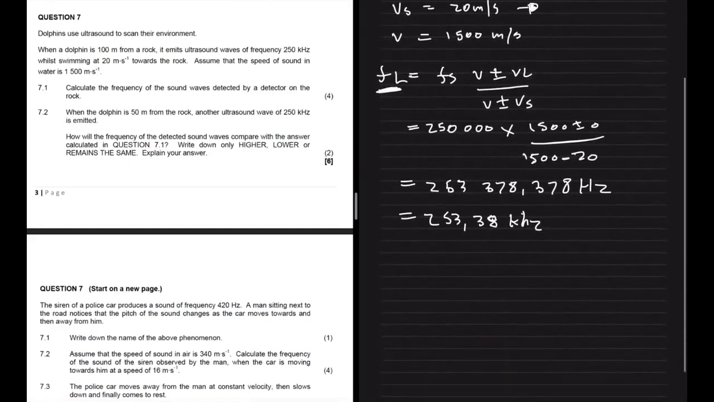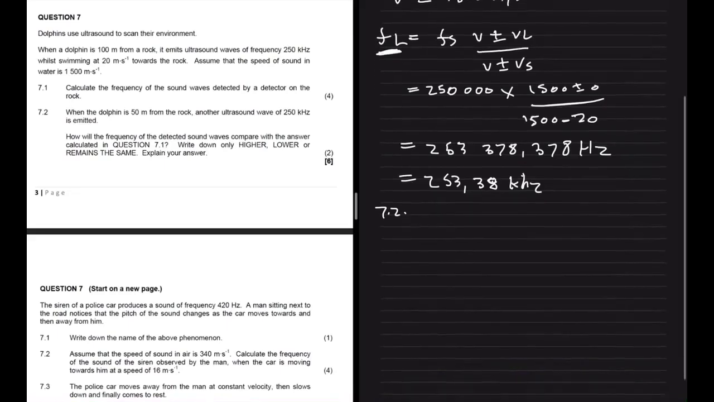Okay, let's move ahead. 7.2 says, when the dolphin is 50 meters from the rock, another ultrasound wave of 250 kilohertz is emitted. How will the frequency of the detected sound waves compare with the answer calculated in question 7.1? Write down only higher, lower, or remains the same. Explain your answer. The frequency detected. So what's the formula of the frequency detected? It's FL equals Fs, V plus or minus VL, divided by V plus or minus Vs.